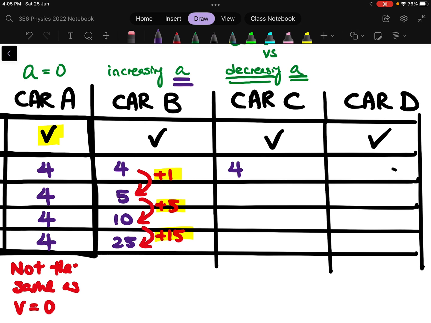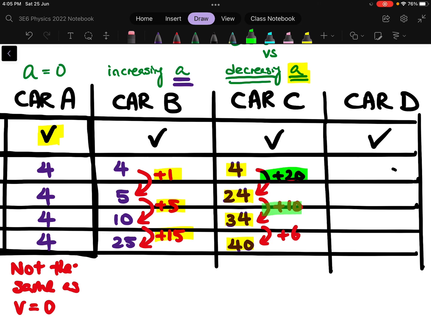Maybe it is a 4, then it rises to 24, then maybe it rises to 34, then maybe it rises to 40. You can see that the velocity keeps on getting bigger and bigger, so that's why it is acceleration. So what does it mean by decreasing acceleration? Well, you can notice that the change at the beginning is plus 20, then after that is plus 10, and finally it's just plus 6. You will notice that the change over here is getting smaller and smaller. This is the meaning of decreasing acceleration.